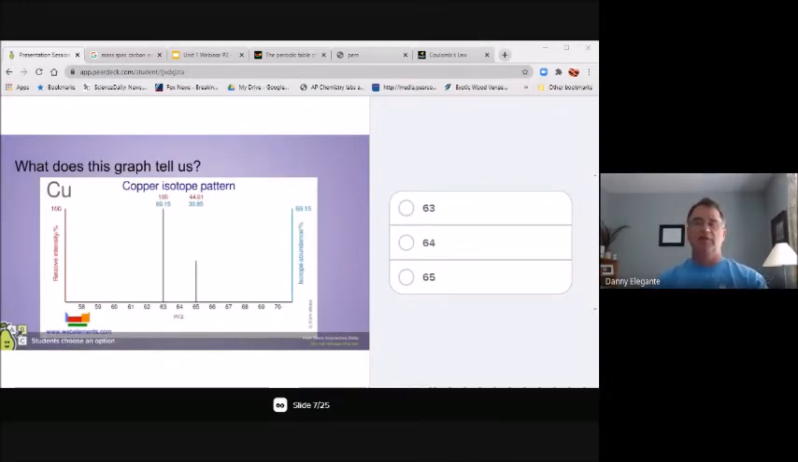So here's my question for you this time on Pear Deck. Keep in mind that I want to know, what is the average atomic mass for copper? Is it closer to 63? Is it closer to 64? Or is it closer to 65? Based on the graph that you see, what is the average atomic mass of copper that you get from this graph?